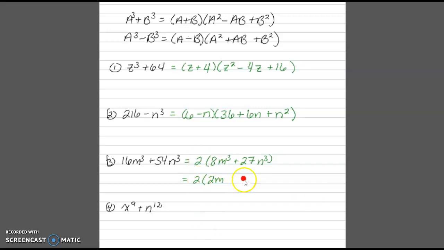And now I'm building my binomial. Cube root of 8 is 2. Cube root of m to the third is m. Cube root of 27 is 3. Cube root of n to the third is n.